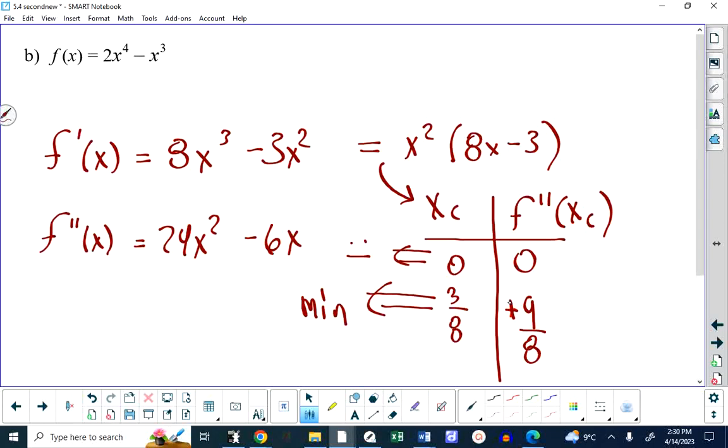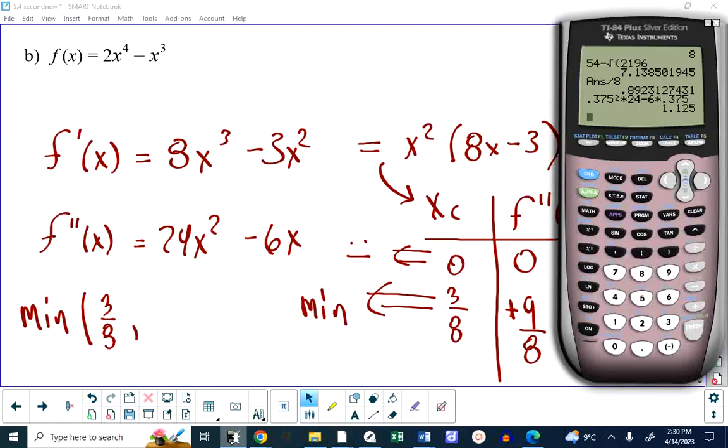So we will have a minimum at 3/8, comma, whatever we get when we put 3/8 in for x. And that's just a trivial matter of figuring out what that is. 2 times 0.375 to the 4 minus 0.375 cubed. Couldn't even begin to tell you what that is. Negative 27 over 2048.